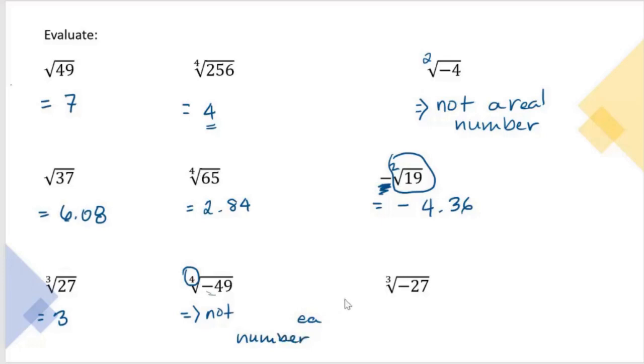And finally, the cubed root of negative 27. We can take a cubed root of a negative number because it's an odd value. That works out. The answer is, in fact, negative 3.